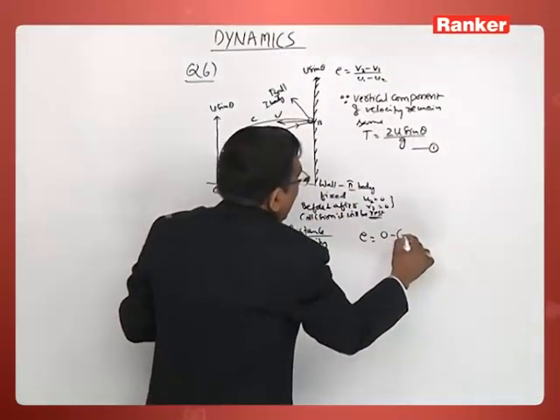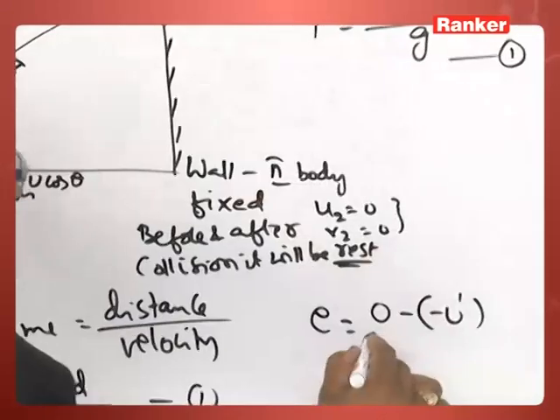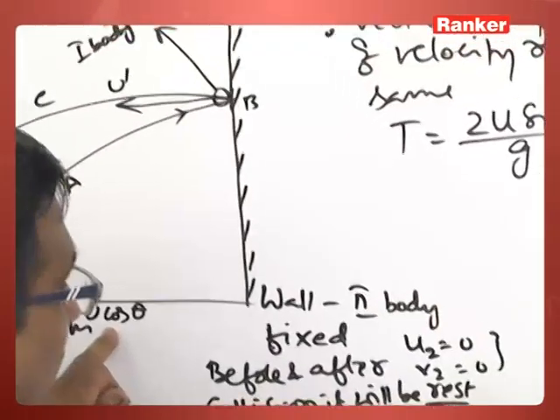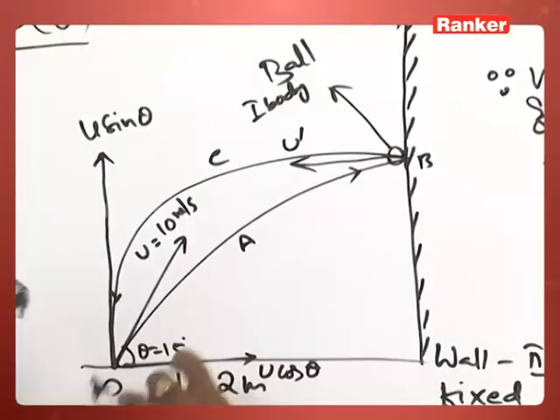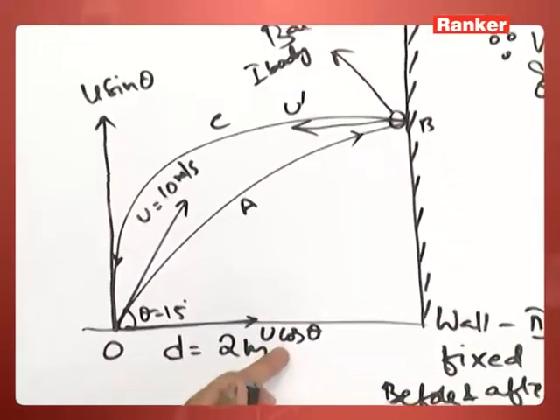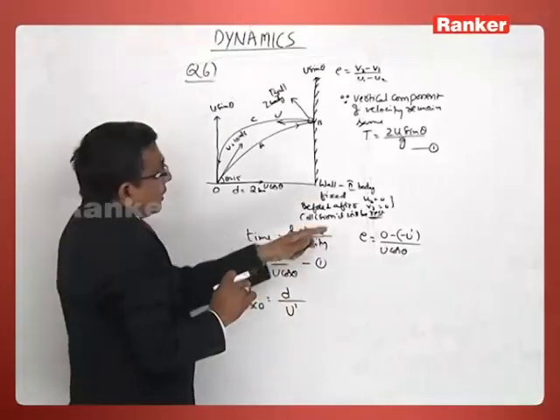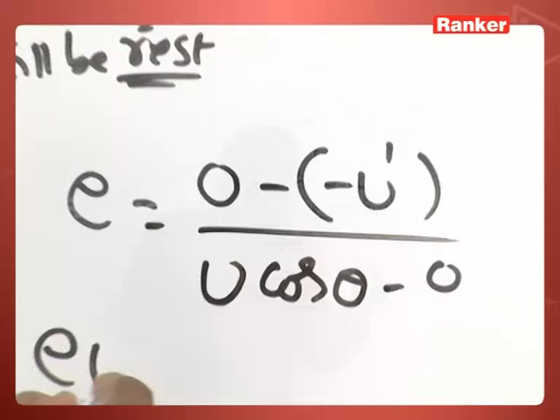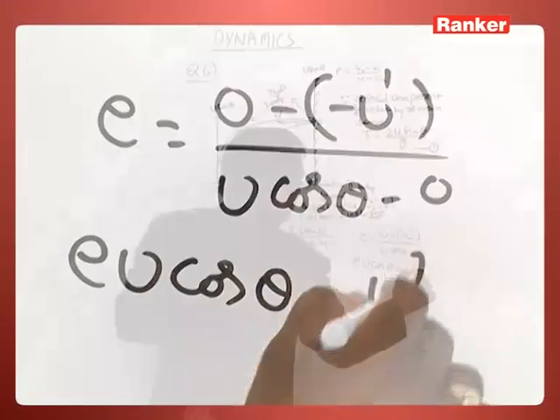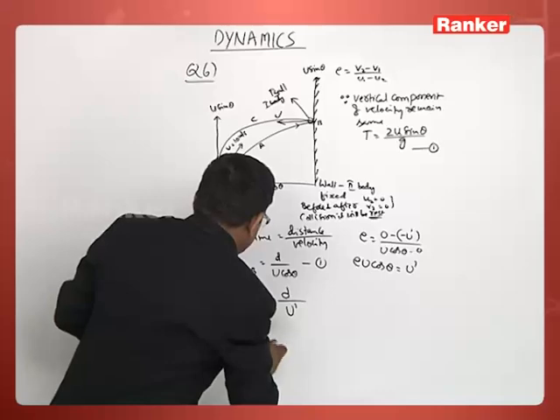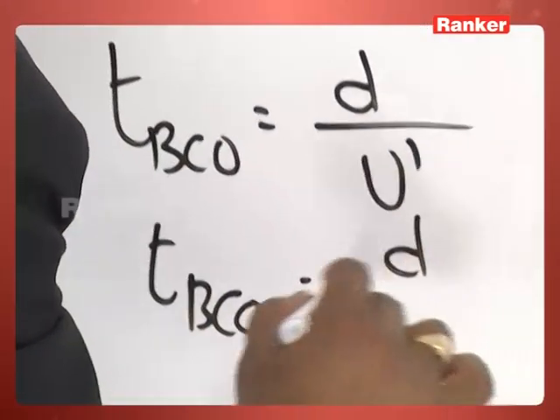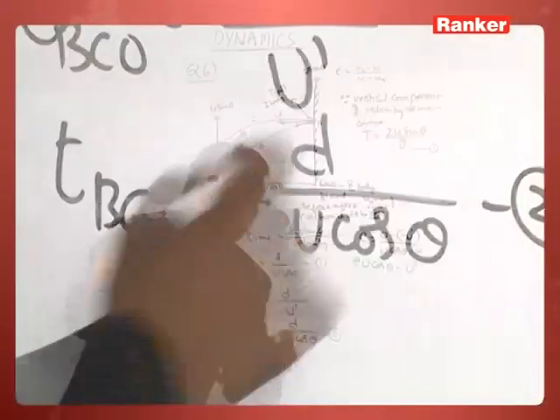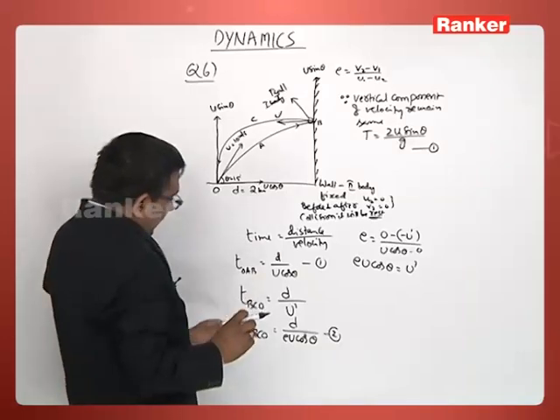So this I can write as minus u prime, because the direction is changing, divided by u1. What is the velocity of the body before collision? The velocity of the body before collision is u cos theta. This body is colliding with the wall. Before collision it is u cos theta, but the wall is at rest, so u2 = 0. Therefore, if I simplify, e u cos theta is equal to u prime. Therefore, this time BCO is d by e u cos theta. This is equation 2.